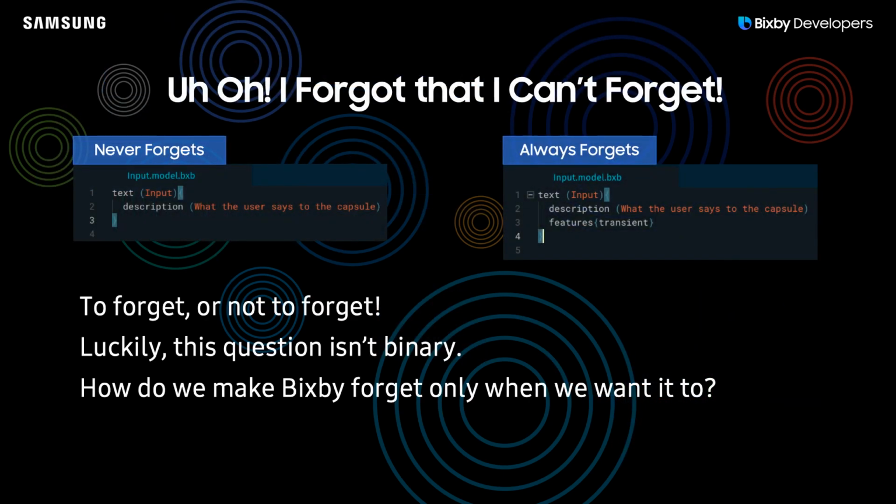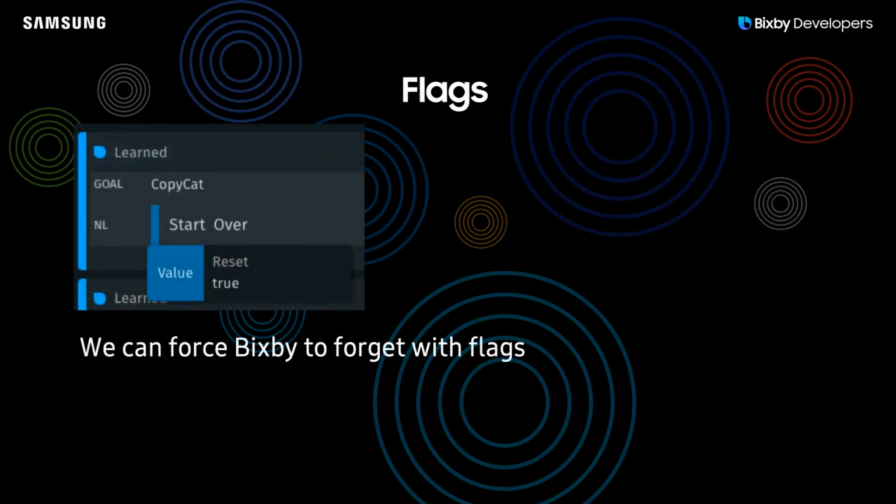This leads to kind of a binary problem. We have the scenario where Bixby never forgets during a session, which is the default behavior. And we have the situation where Bixby always forgets with transient. So this kind of puts us in a situation where we can either forget it or not forget. However, fortunately, there's a way where we can make Bixby forget when we want it to. And we do that with flags.